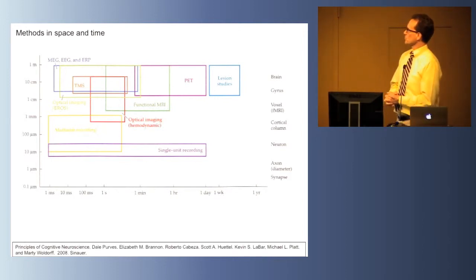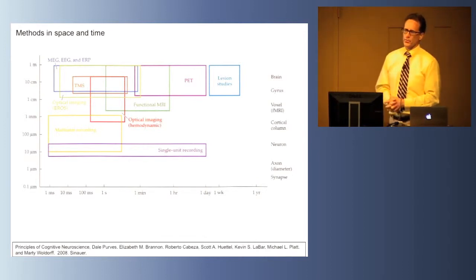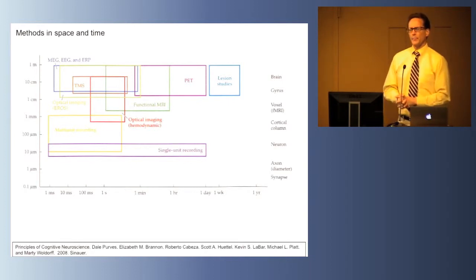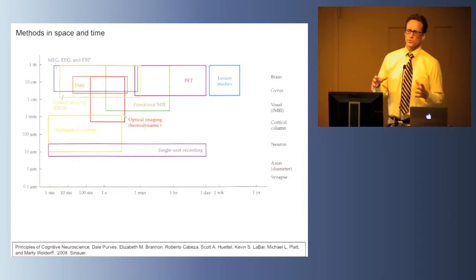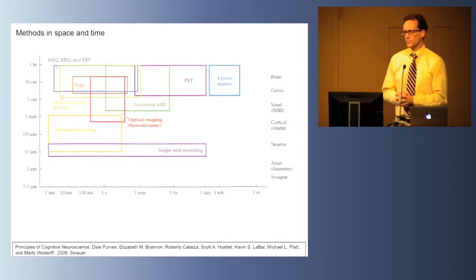Another technique, outlined in red, is optical imaging. This is a method used in animal studies. It's not typically done in humans, but it uses the relationship between blood flow and oxygen level and nerve function to look at the distribution in space of the cerebral cortex of active and inactive neurons.